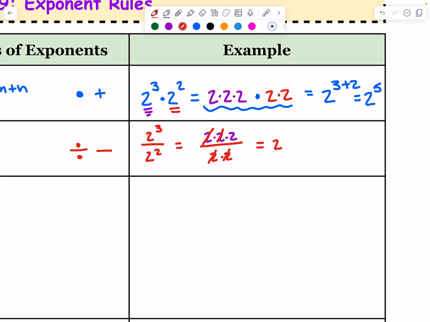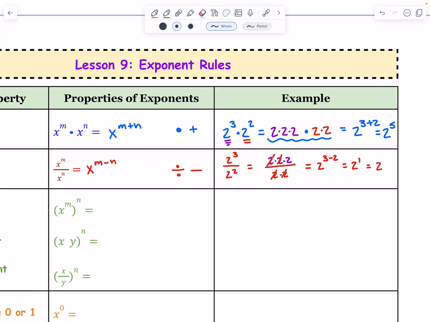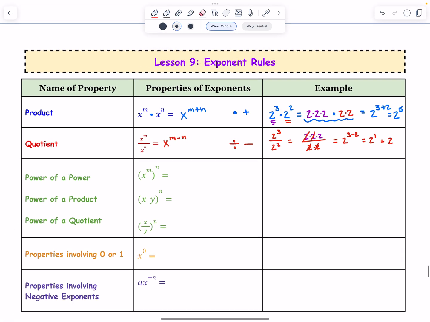But that's also equivalent to if you subtract these exponents, that's 3 minus 2, which is just 1. And then in math, we usually don't write an exponent of 1. It's just understood to be there. So that's another good example of the quotient rule.